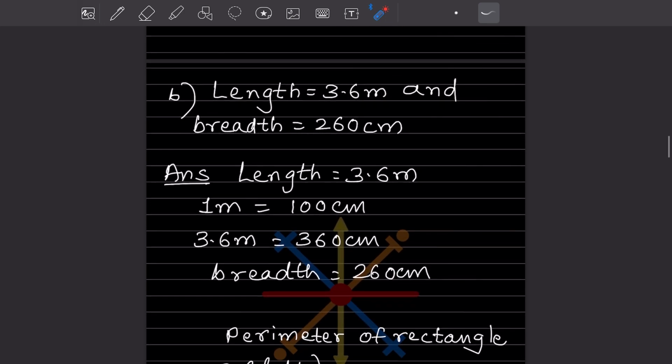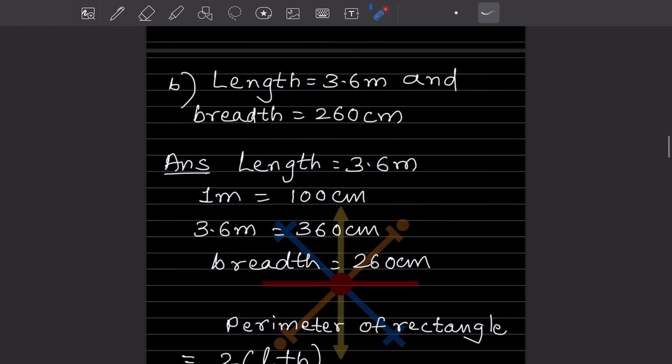Now again here, the length is given. And now see here, can you see the units are different? This is meter and this is centimeter. So either you convert it to centimeter or you convert it to meter. Here I converted this to centimeter. Length is 3.6 meter. You know that 1 meter is 100 centimeter. So see, below meter I wrote meter. For 3.6, what are you going to do? You are going to cross multiply this.